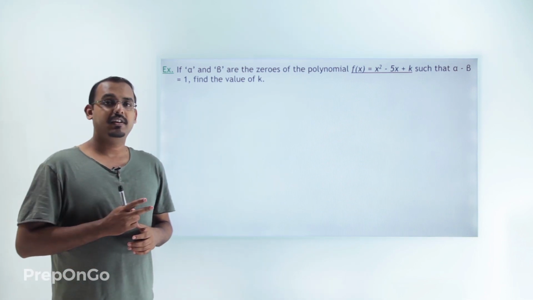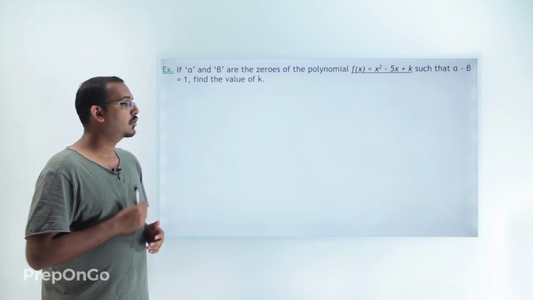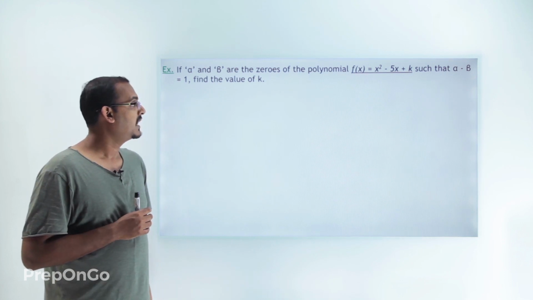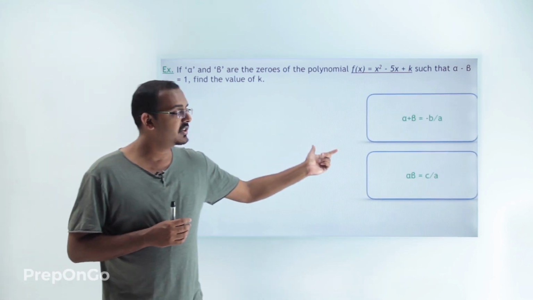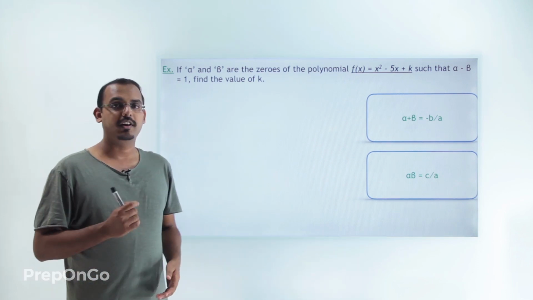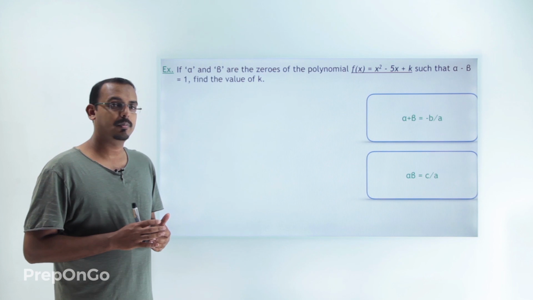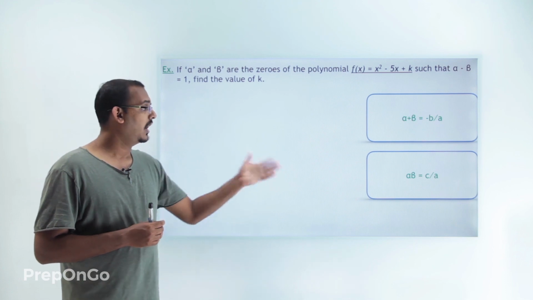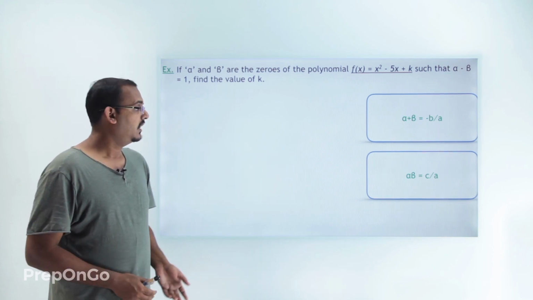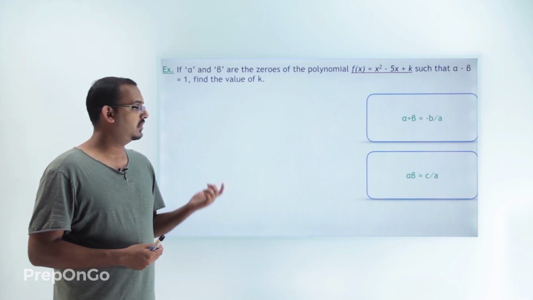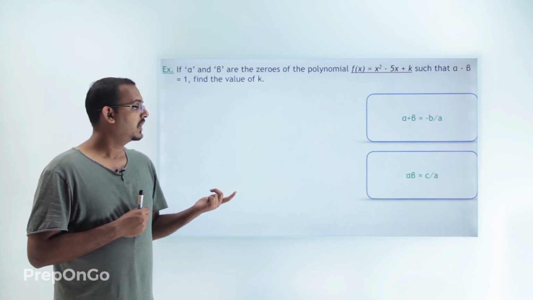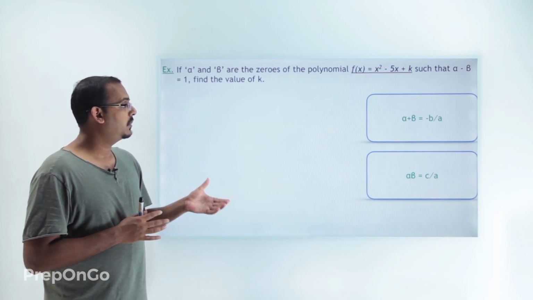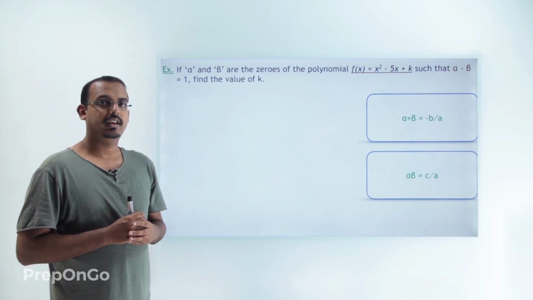Now we know that there are two different relationships that exist for a quadratic polynomial between the coefficients of the polynomial and the zeros of the polynomial, right? So now these two relationships are alpha plus beta is equal to minus b upon a. So the sum of the two zeros of the polynomial is equal to minus b upon a. And the second relationship is alpha beta is equal to c upon a, or the product of the two zeros of the polynomial is c upon a. Now we can use all the information that is given to us to calculate the value of k.